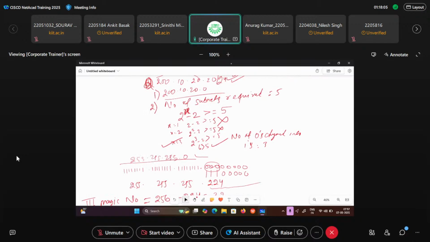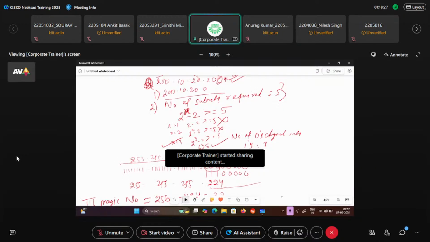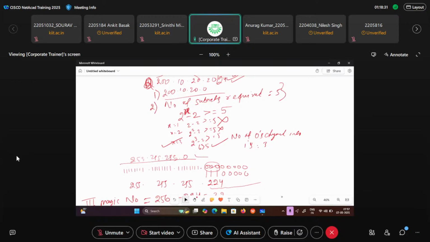And when we have calculated, there is a formula: 2 raised to the power n minus 2 should be greater than or equal to 5. Why am I writing 5? Because this is my question actually. I have a requirement of 5 networks. So that's why I'm writing 5 over here, because I require 5 networks. If you require 10 networks, you will write 10 over here. If you require 20 networks, you write 20 there.